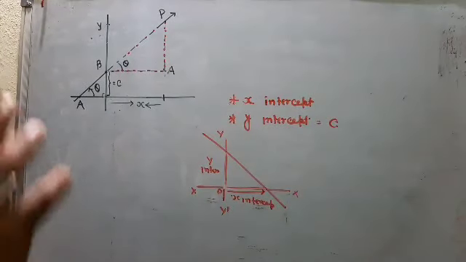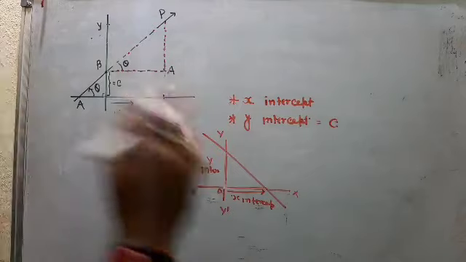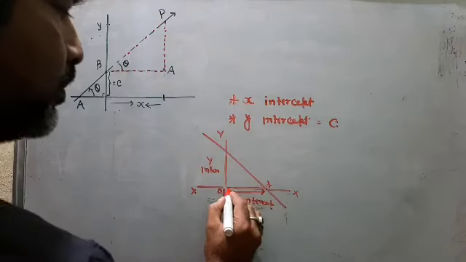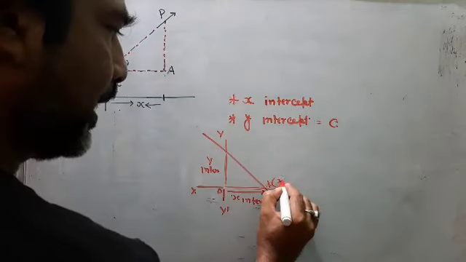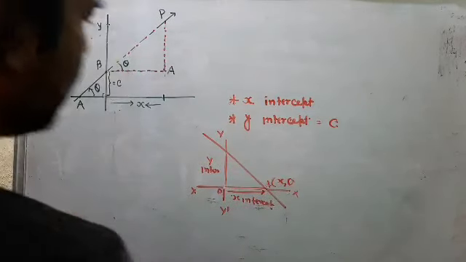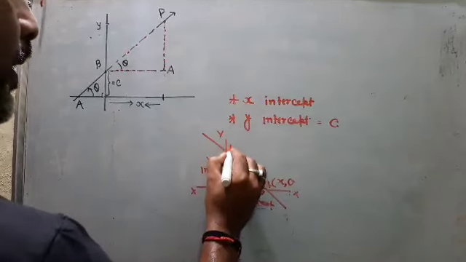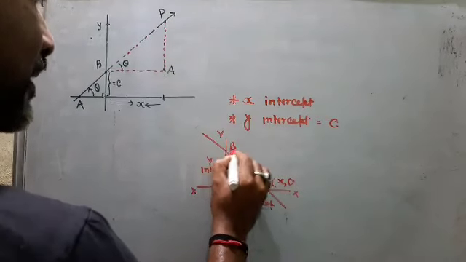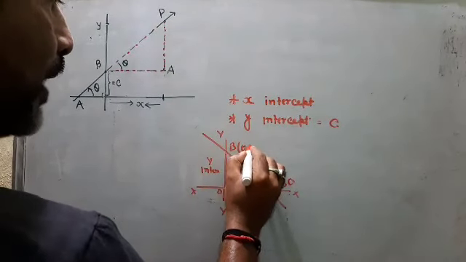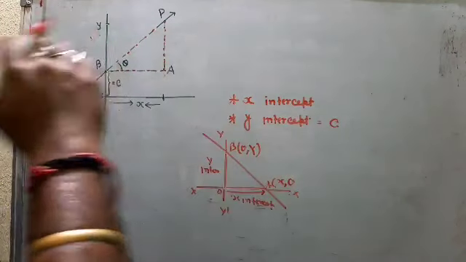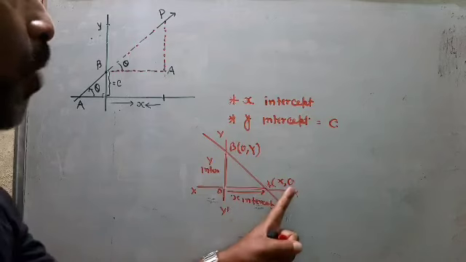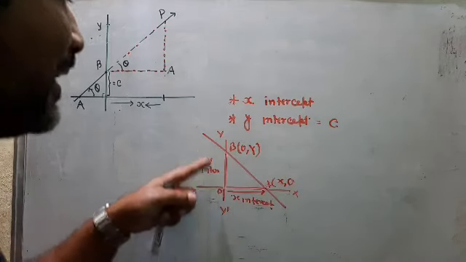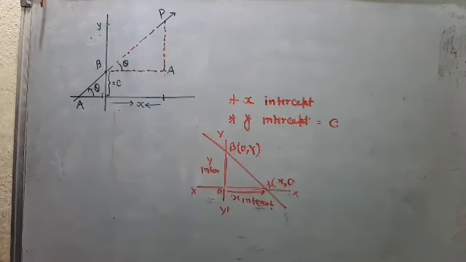So first we clear what is the meaning of x-intercept. That means the point A, the distance of A. What is the coordinate of A? X is something but y is 0. And what is the coordinate of B? X is 0 but y is something, maybe 1, 2, 3, 4, or minus or plus. So that means in x-intercept y is 0 and in y-intercept x is 0.